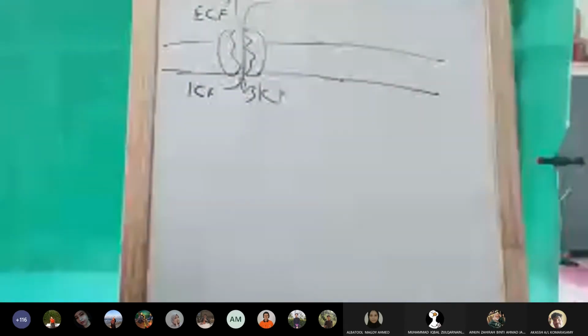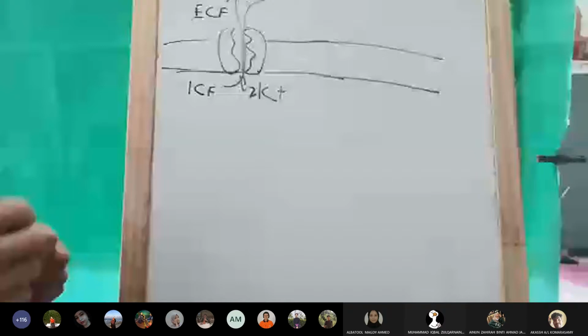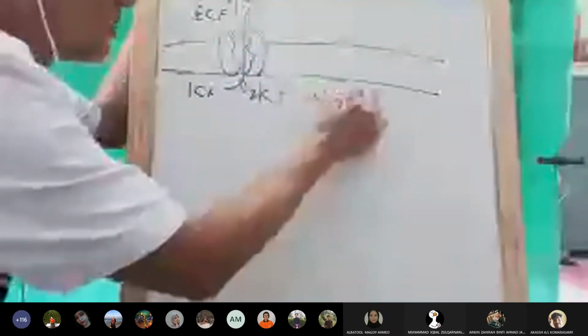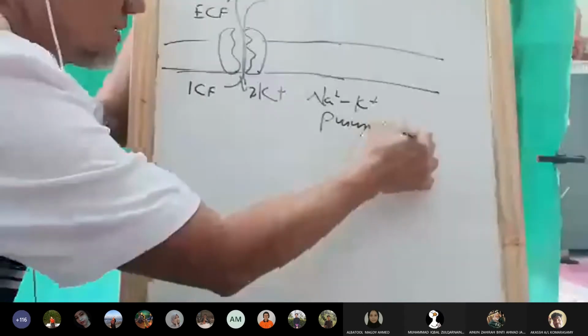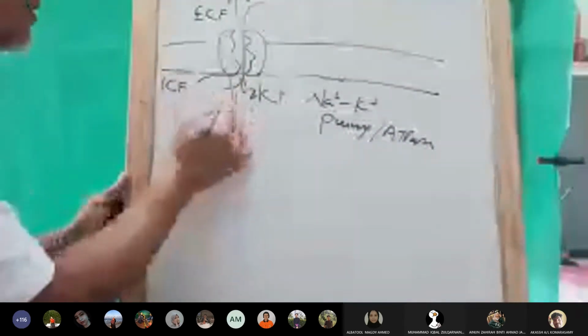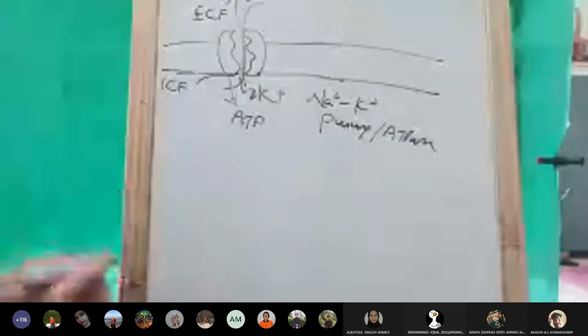Okay, it's able to transport in 3 potassium and move out 2 sodium. Sorry, we move in 2 potassium, transport out 3 sodium. Okay, which means that this sodium potassium pump, sometimes known as ATPase, requires energy, which means that intracellularly it is able to use ATP to open the gate.